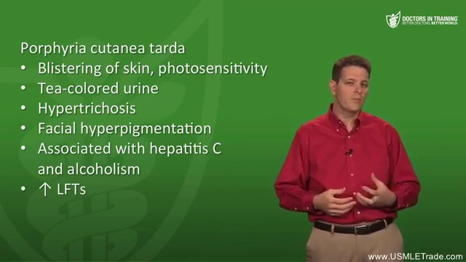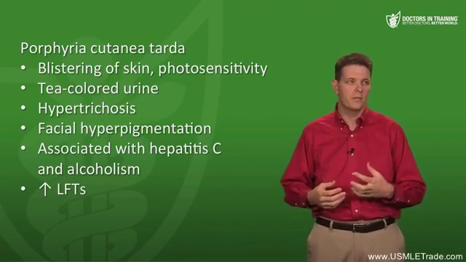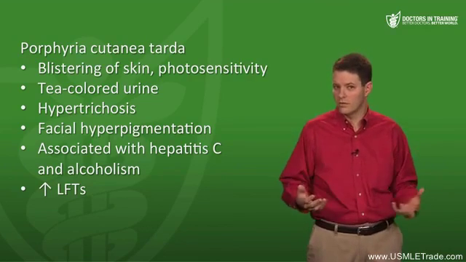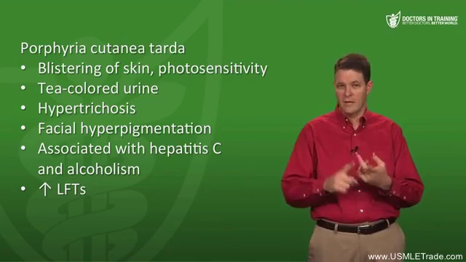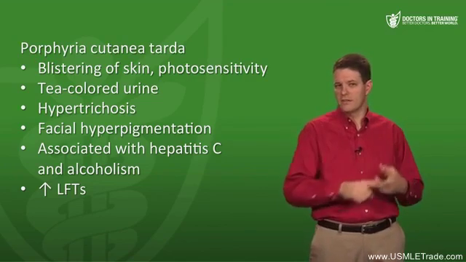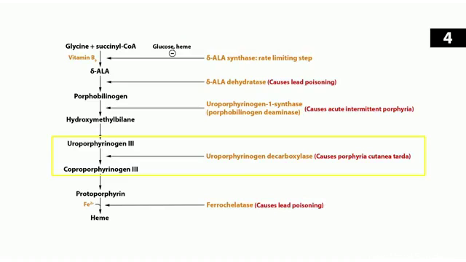So it may help to think of porphyria cutanea tarda patients as being a little bit like werewolves. They have hypertrichosis and they're active at night because of the photosensitivity. And then finally, with porphyria cutanea tarda, the heme synthesis enzyme that's deficient is called uroporphyrinogen decarboxylase.